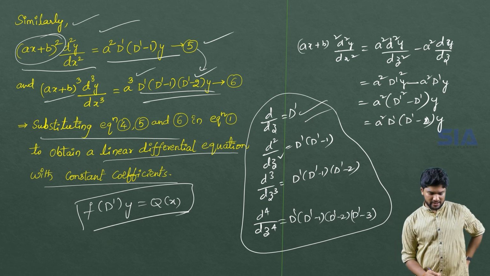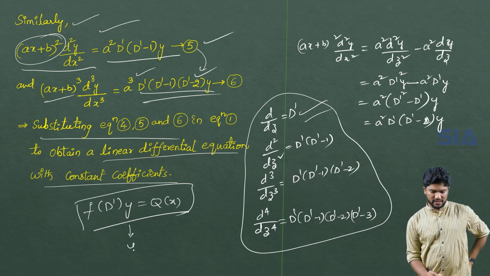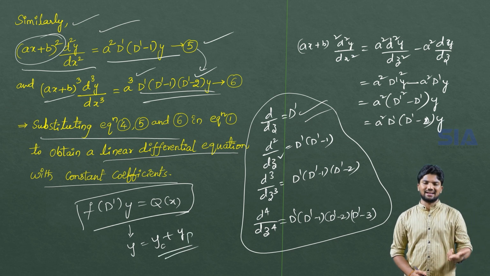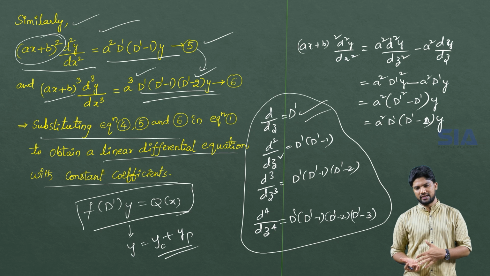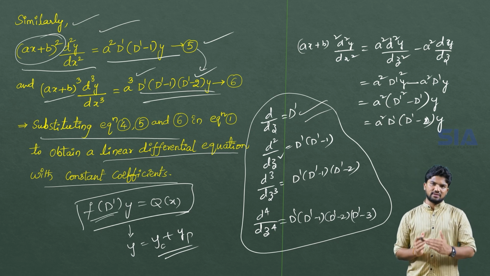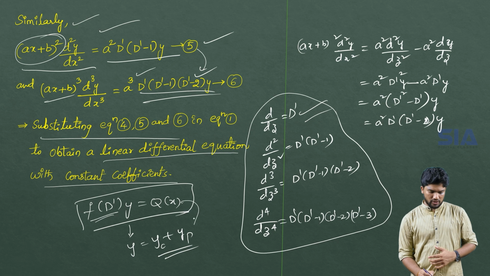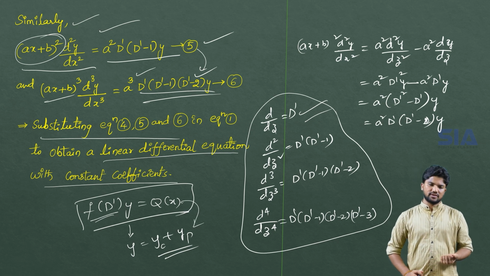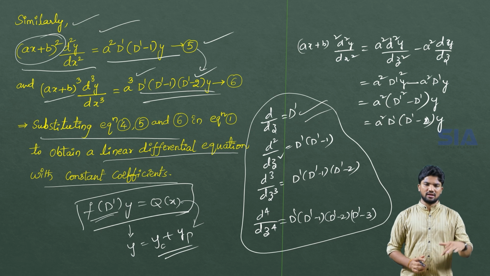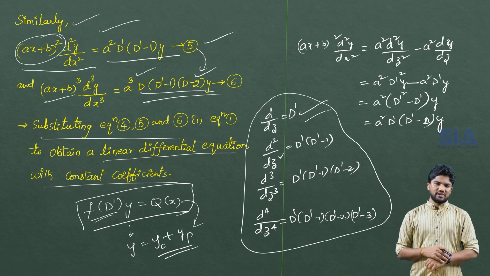After getting this equation, what is the general solution? y is equal to y suffix c plus y suffix p. You know very well how to calculate the complementary function and particular integral. Depending upon the F of D' value, we can calculate the y suffix c value. Depending on the Q of x value, we can calculate the y suffix p value. By adding them, we get the general solution for the given Legendre's linear equation.